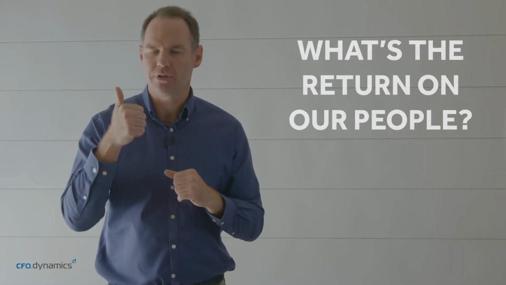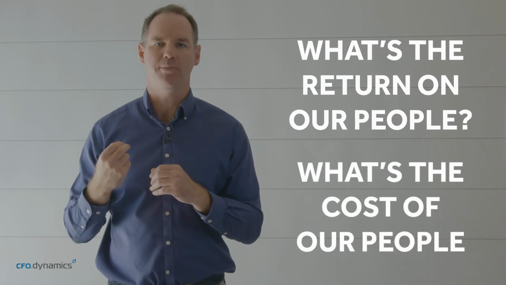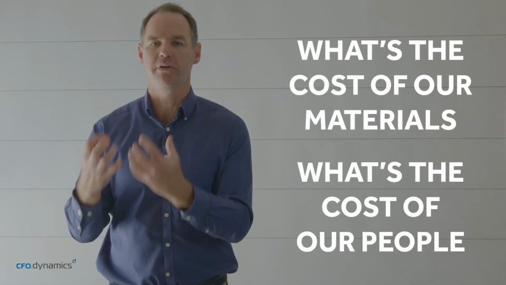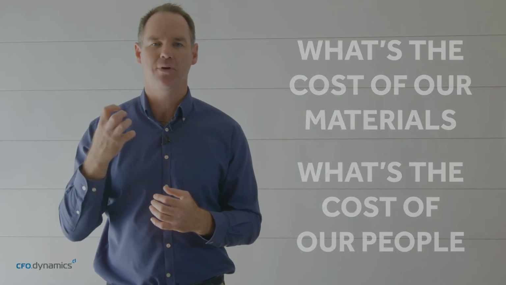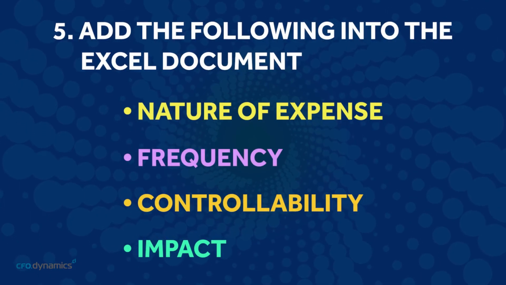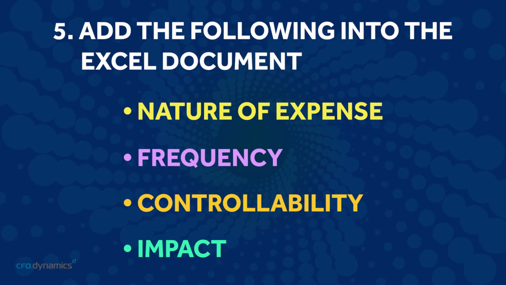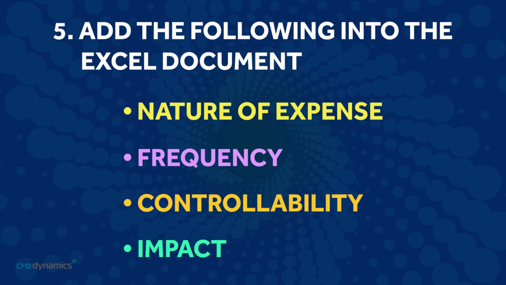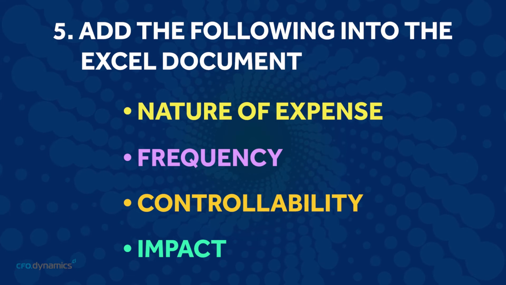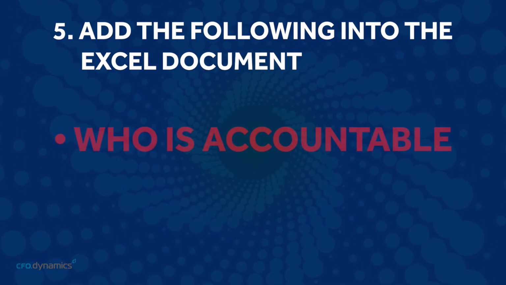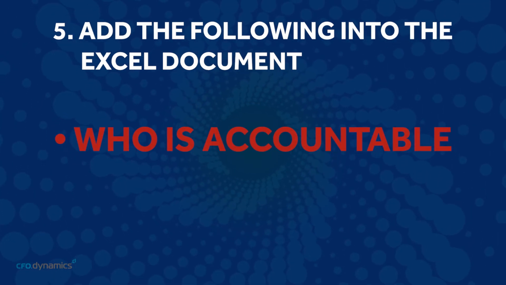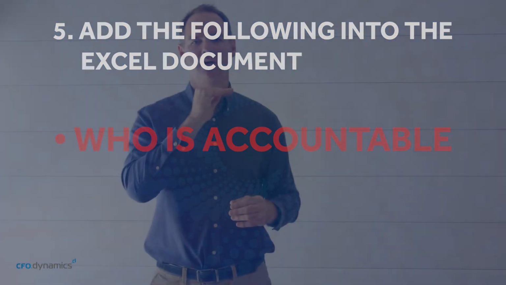Conversely, what's our return on our people? What's the cost of our people? What is the cost of our materials? That has a massive impact on our business. Through all these different elements, we're asking, how frequently should we be reviewing them? How much impact does it have on our overall performance? The missing element is who is going to be accountable for it. You need to have a particular person accountable for each of these expenses. And it's okay if you have the same person multiple times. That is not unusual. But you need to have somebody accountable.